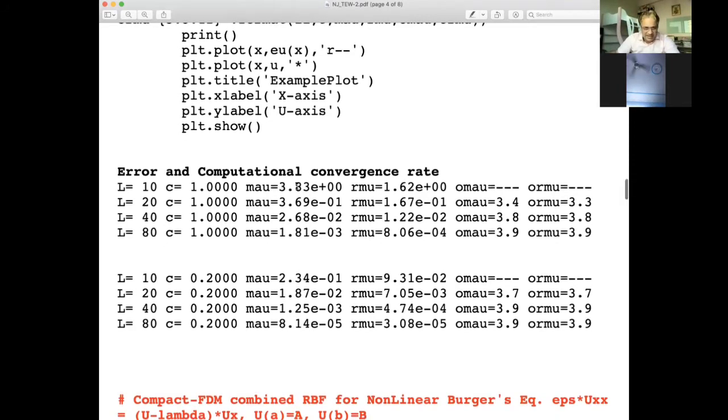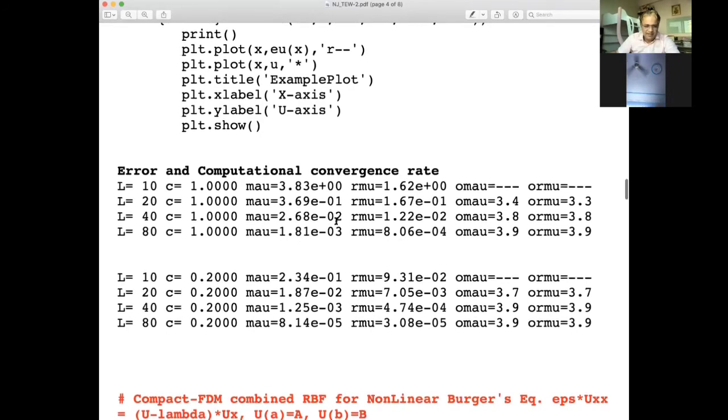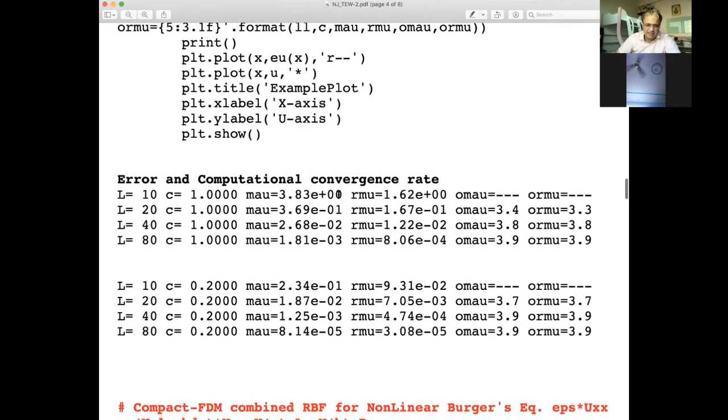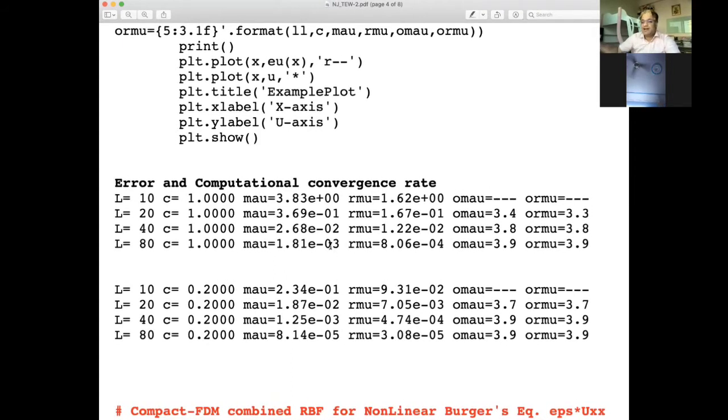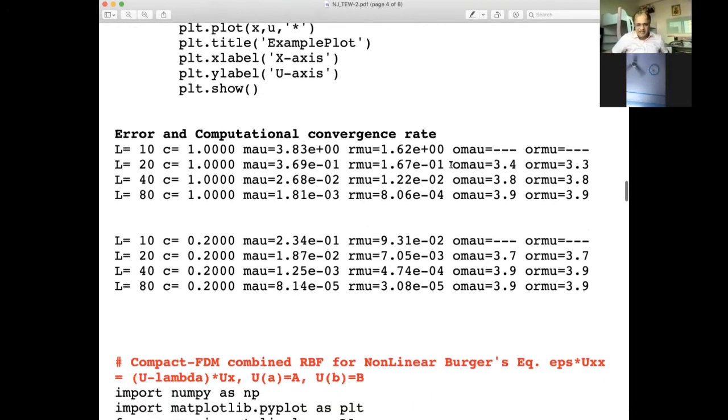But just see this column. Here the error is coming out to be from 0, minus 1, minus 2, minus 3. So the error is decreasing as the number of points 10, 20, 40, 80, as the number of internal grid points, is increasing, and the L infinity error is decreasing. Now the question is, it is decreasing, but in what direction and in what magnitude is it decreasing? That is being measured with the help of the order.